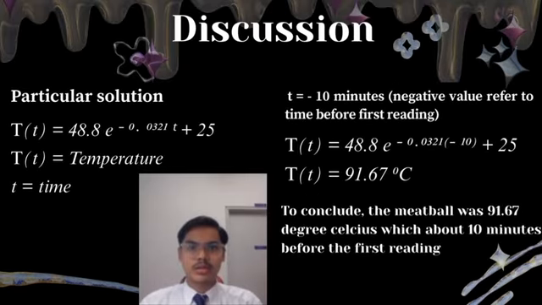Then, for step 5, I use the equation to estimate the temperature before the first reading. I choose time equal to negative 10 minutes because I wanted to know what the temperature was about 10 minutes earlier, for example, right after cooking or removing it from the oven. Substituting t = -10 into the same formula, I get 91.67 degrees Celsius. So about 10 minutes before the first reading, the meatball was 91.67 degrees Celsius, which makes sense because freshly cooked food is usually above 90 degrees Celsius.